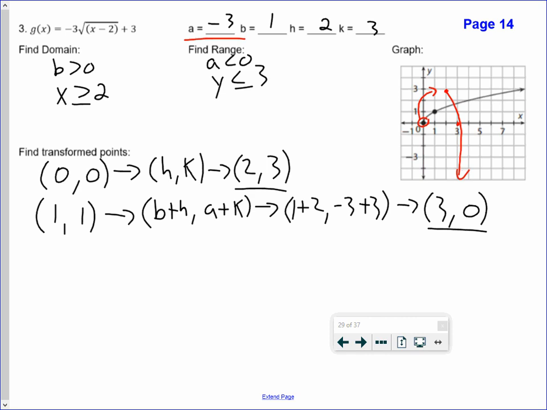For number 4, I want you guys to pause the video on your own and try to work it out. Then in a few seconds, I'll post the completed answer, and you can double check your work with that.